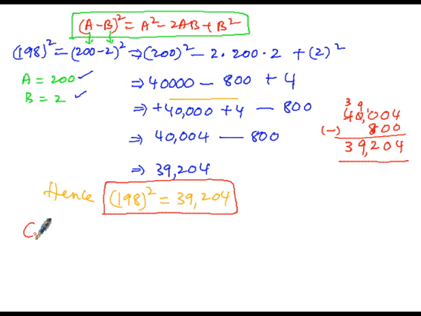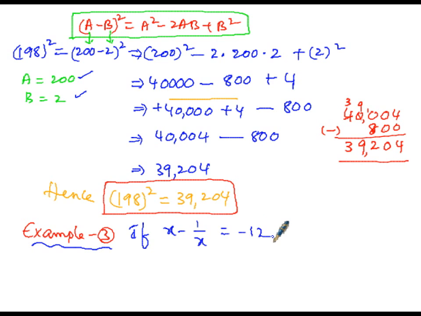In a similar manner, let us perform one more example, that is example number 3. In this example, if x plus 1 by x... Since we are performing (a minus b) whole square, instead of plus let us take minus, so x minus 1 by x is minus 12.